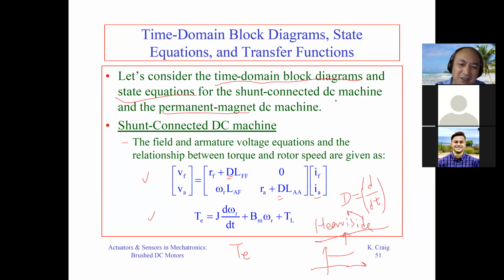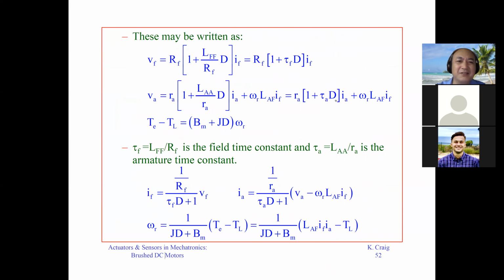Do you know what is the T? You've got a KV, okay. All right, so we can rearrange, okay, rearrange writing in the component form. So T minus TL is proportional to that. So let's assume those time constants, tau F, tau A. A is armature, F is field. Then we can write IF in terms of the D in here, and omega.